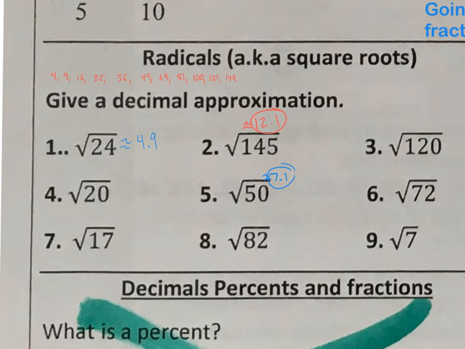Okay. Is there anyone in particular that you guys would like me to work out on this section? How about the square root of 17? What would you say that would be? 4.1, that's right. How about the square root of 20? 20 is not super close to 25. It's not super close to 16. That's right, 4.5.